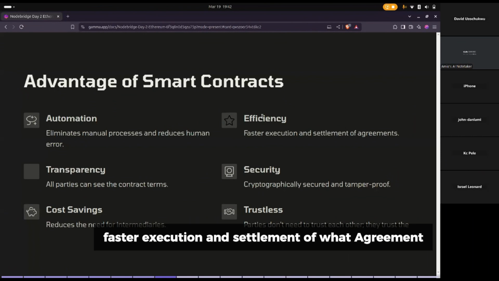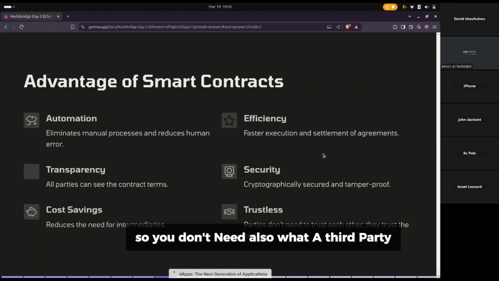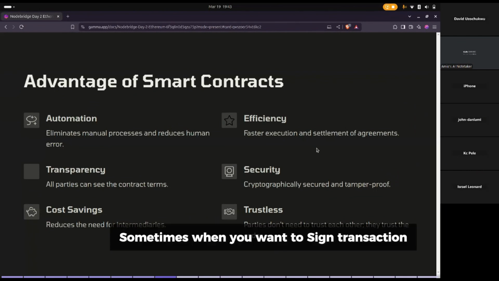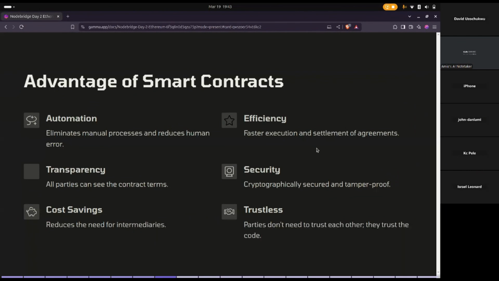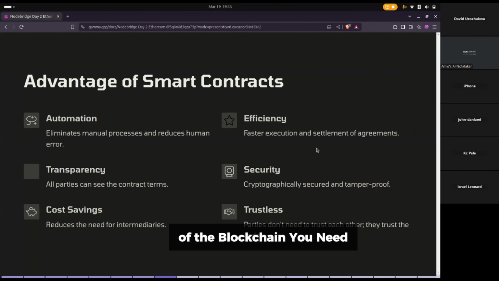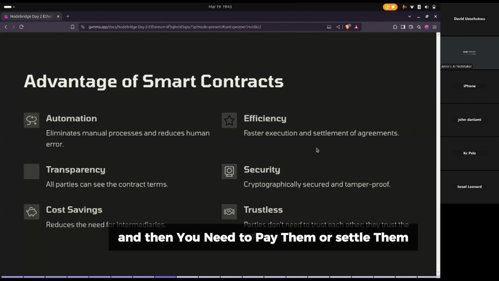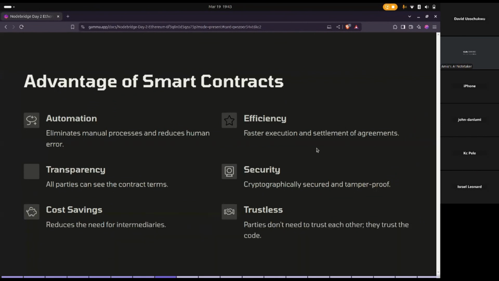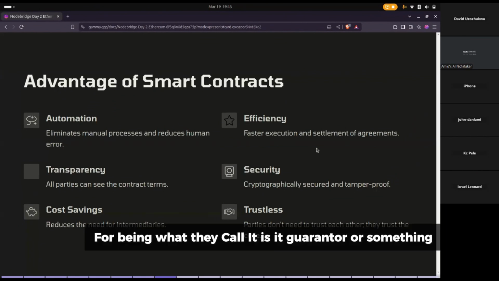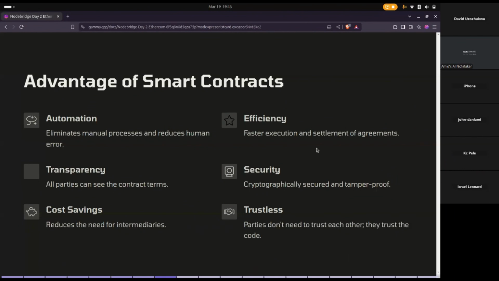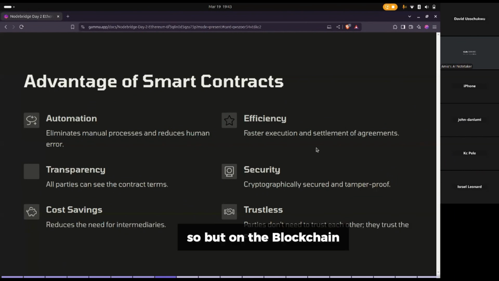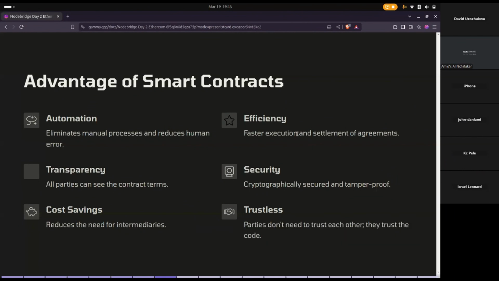Efficiency, faster execution, and settlement of agreement. So you also don't need a third party. Sometimes when you want to sign a transaction on the blockchain, you need certain people to be around, and then you need to pay them or settle them for being, what do they call it, a guarantor or something. But on the blockchain with your smart contract, you don't need all that.